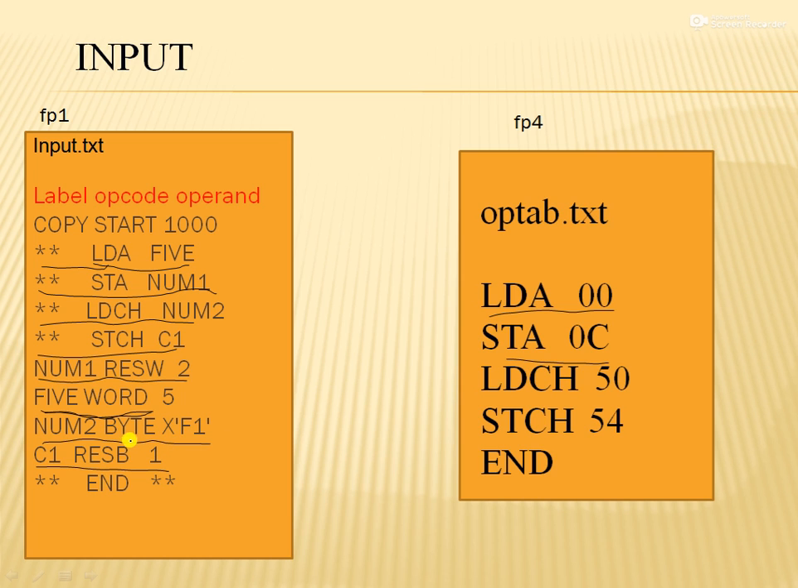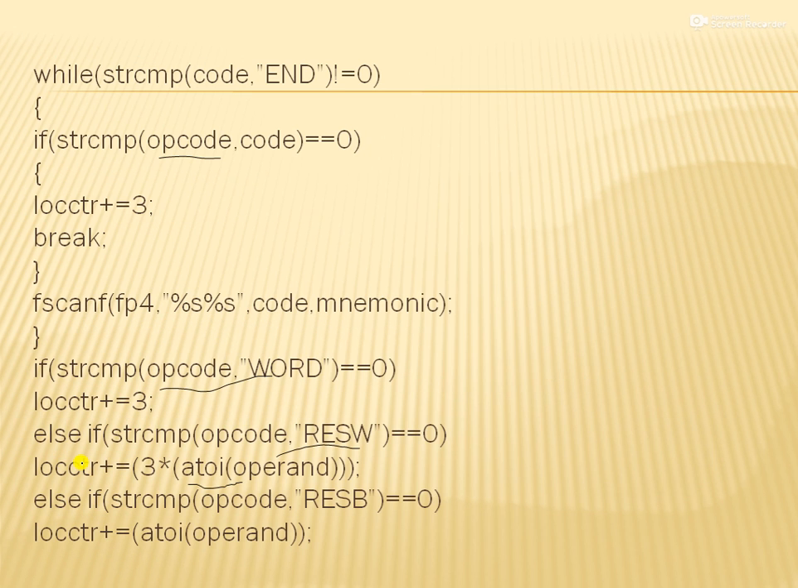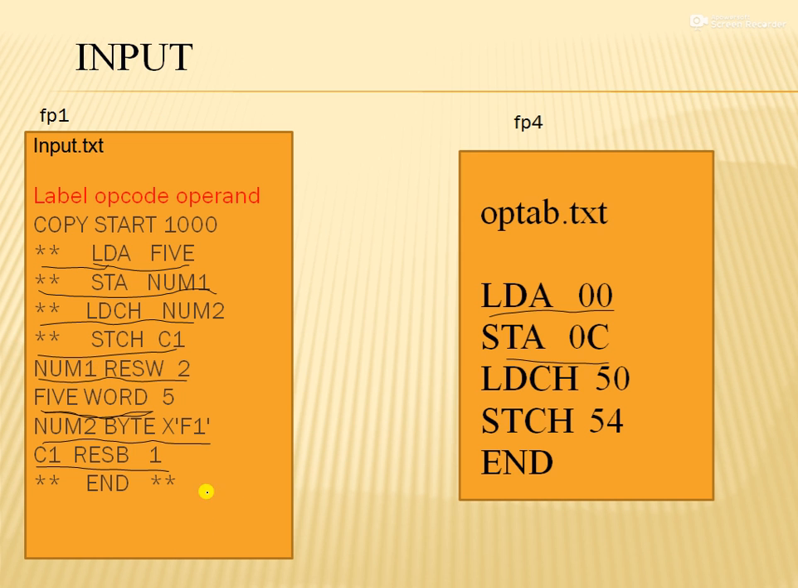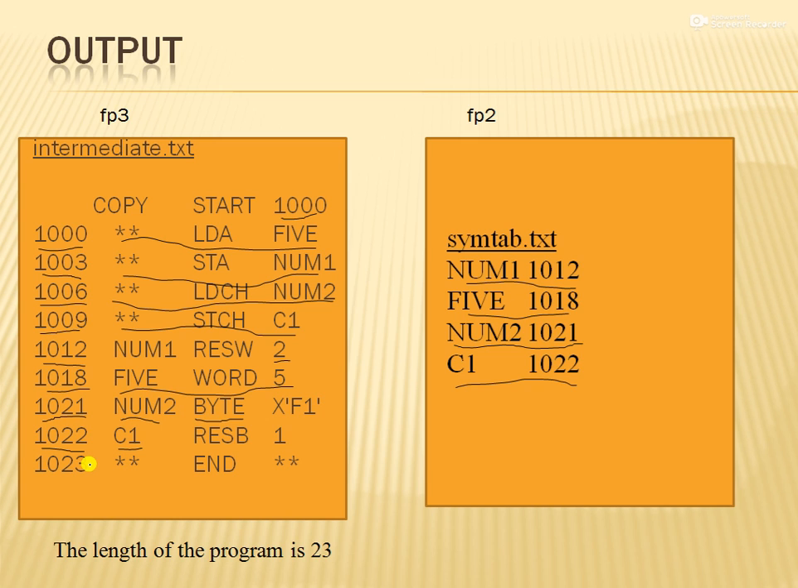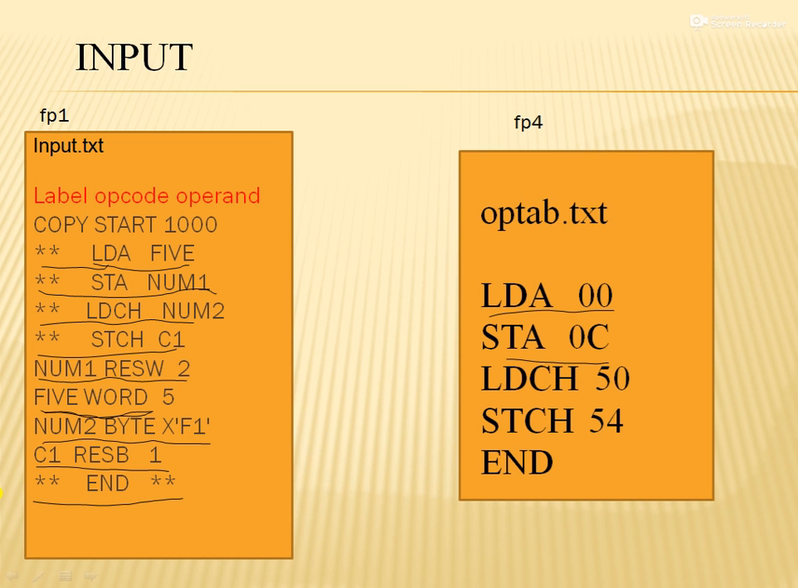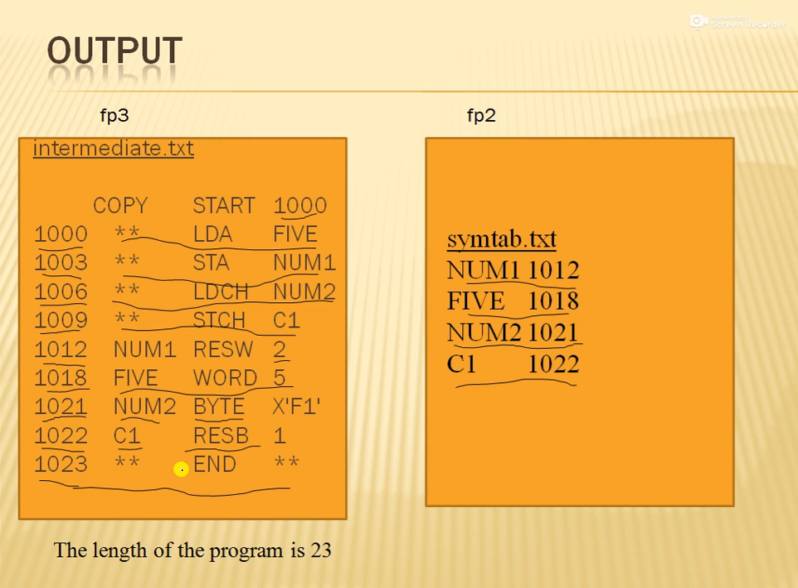Now this RESB is the opcode portion. So if it is RESB, then one more case is there. If opcode is RESB, simply you need to add the byte value, the operand value, to the location counter, and it should be converted from ASCII to integer. So here, since the byte operand value is 1, you are just adding 1 to the location counter. So you will be getting the location counter value 1023. And finally, you need to write this statement, 1023 star star and star star, to the intermediate file. That is, this along with the location counter value is finally written to the intermediate text.